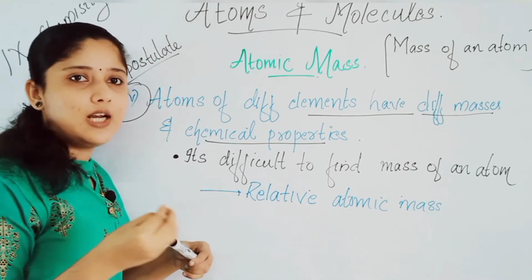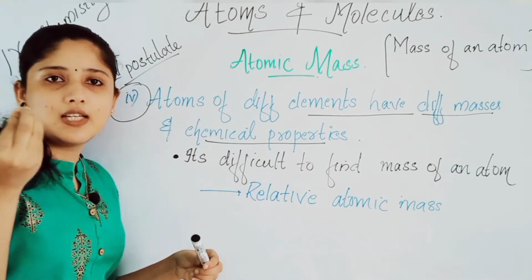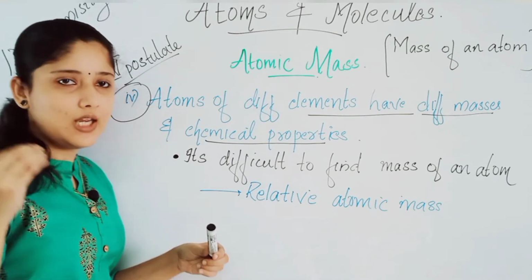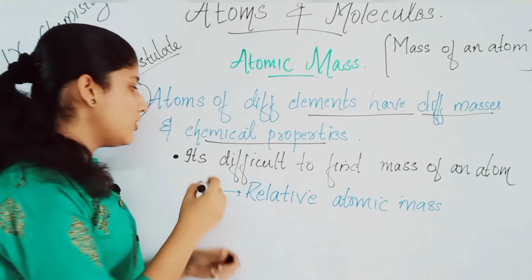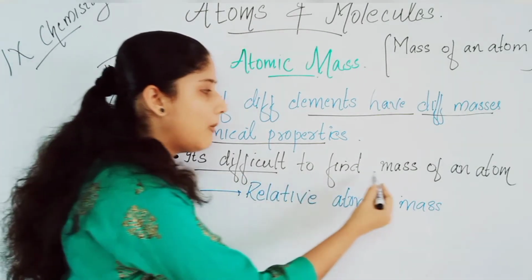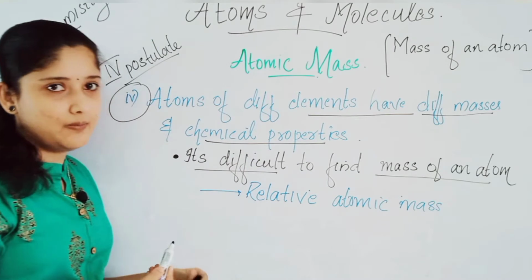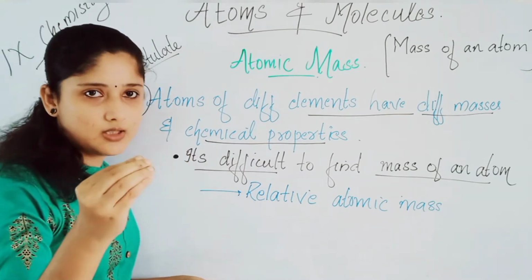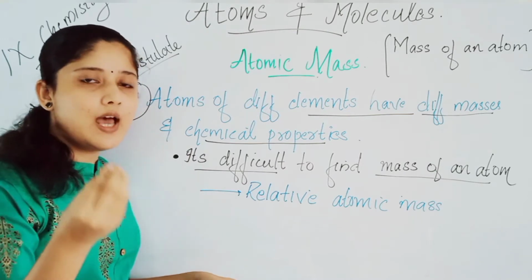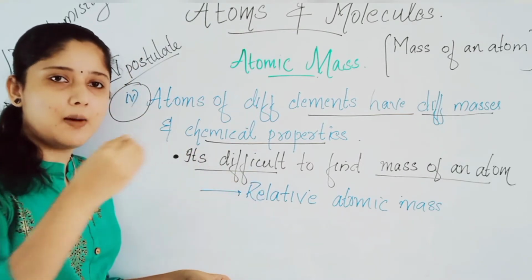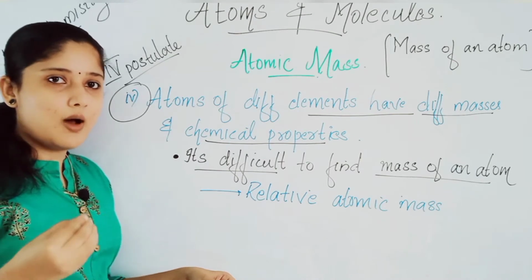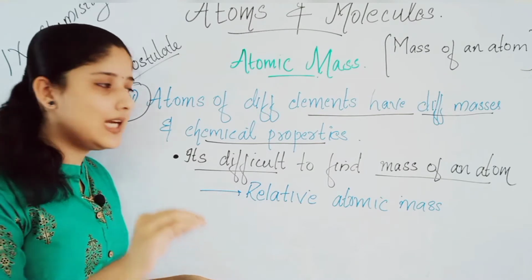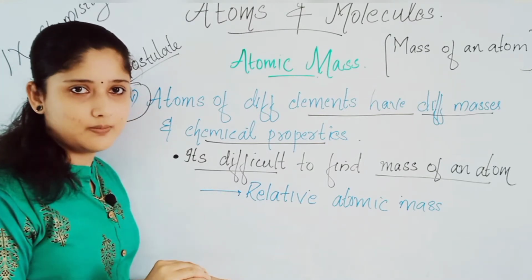We already studied that the mass or the size of an atom is very small. That is, it cannot be seen by our naked eye. So, it's also relatively difficult to find the mass of an atom directly. So, we refer to the term relative atomic mass. We will take one atom as a standard and compare the mass of the atom that we need to find out. That is relative atomic mass.